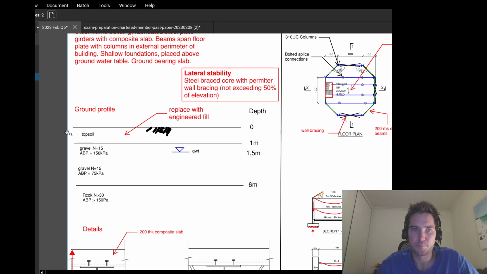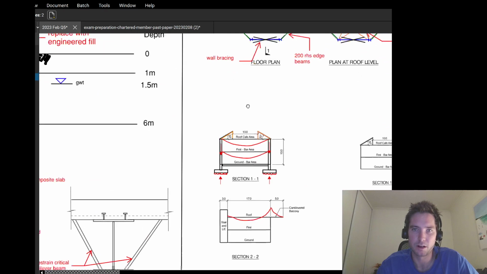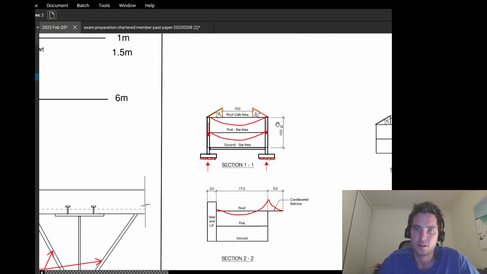That I should have noted here or here, but I'm essentially saying that I don't need deep foundations and that the allowable bearing pressure within that top 1.5 meters is sufficient for my foundation system. A quick sort of back of the envelope calc would justify that based on the tributary areas and the number of floors.